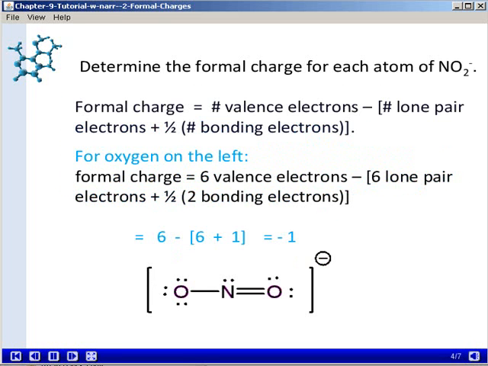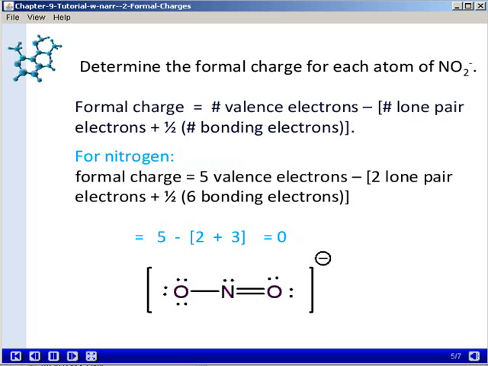In this case, for the oxygen on the left of our structure, the formal charge will equal the number of valence electrons, which is 6 for oxygen, minus, we've got 3 lone pairs of electrons, which gives us a total of 6 lone pair electrons, plus half of the 2 bonding electrons that are shared between that oxygen and the nitrogen atom, giving us a formal charge of 6 minus 7, which is equal to -1. So the formal charge on the oxygen on the left is -1.